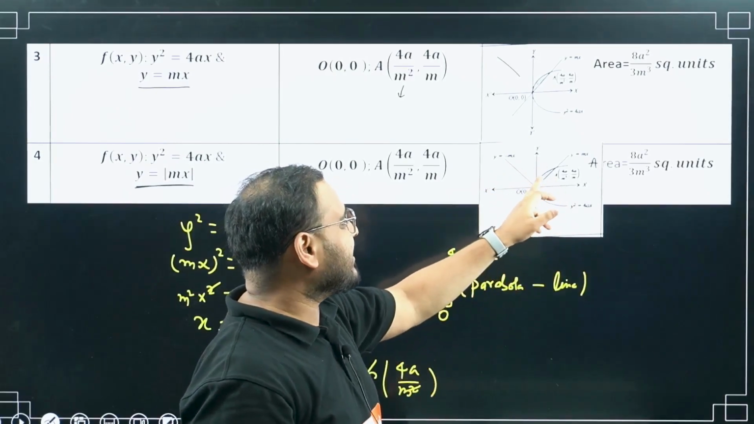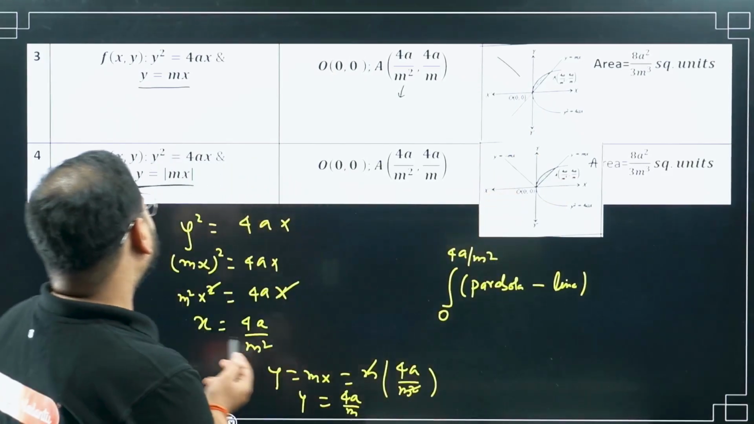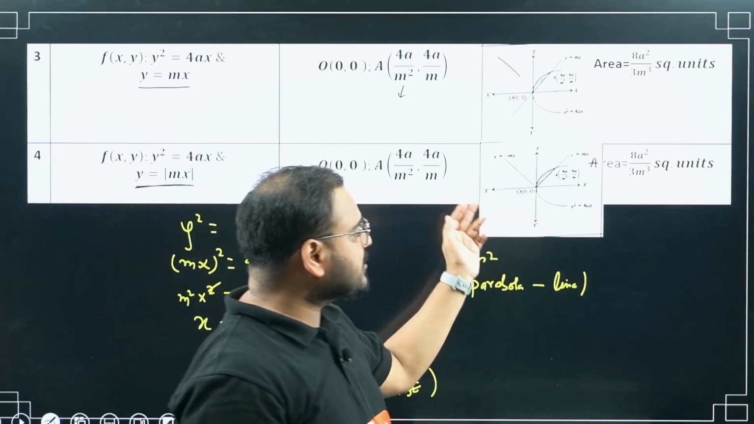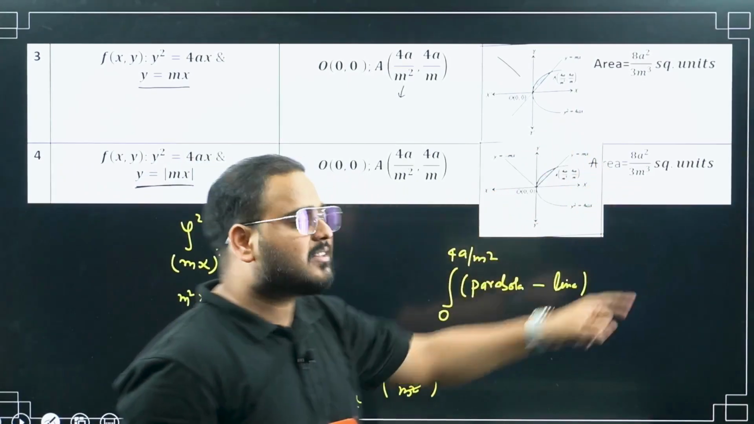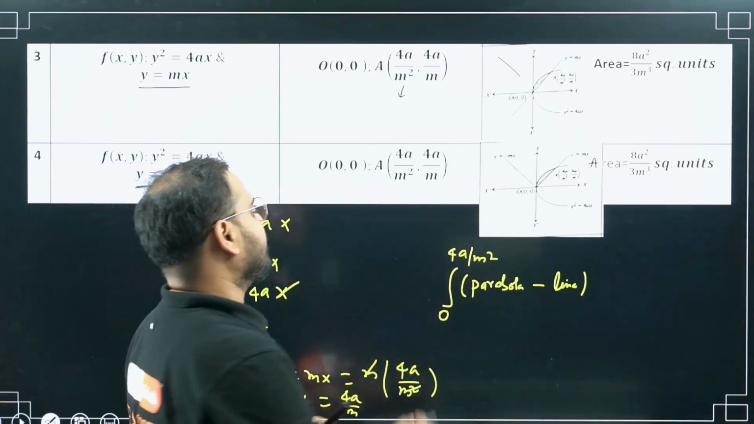Then the area will remain the same under the curve. So whether you take y equal to mod mx or simply mx, the answer is the same. Check here, 8a square upon 3m cube. How will you get this? Simply using this formula with this limit.